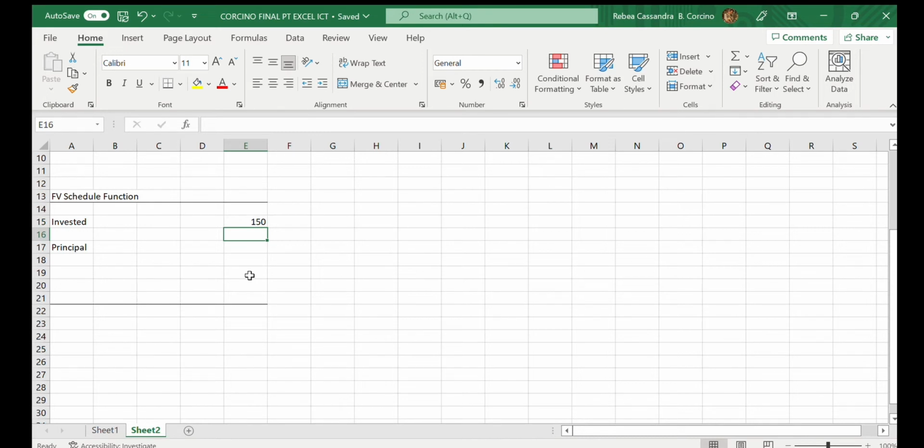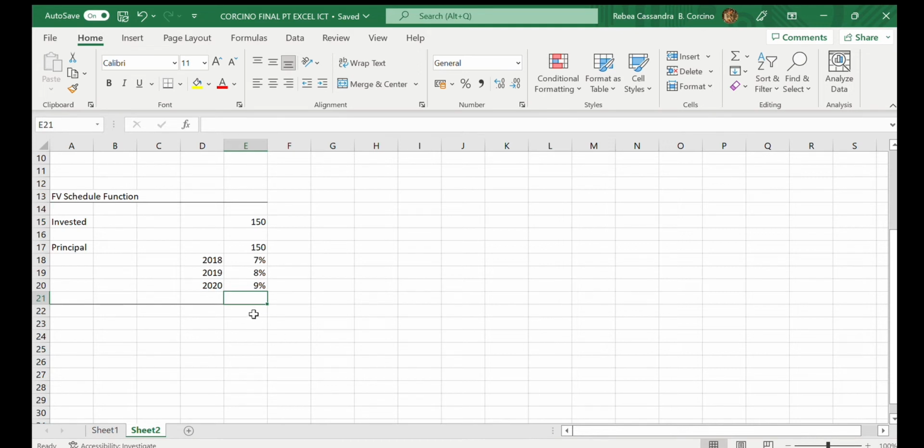First, let us group each of these. We have the principal, which is $150. Next, we have the year 2018 that has 7% interest rate. 2019 with 8% interest rate. And 2020 at 9% interest rate. So now, how do we calculate the FV schedule?